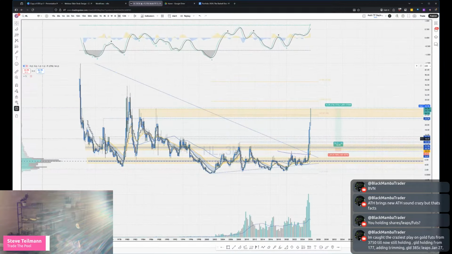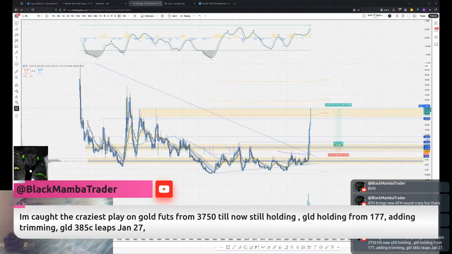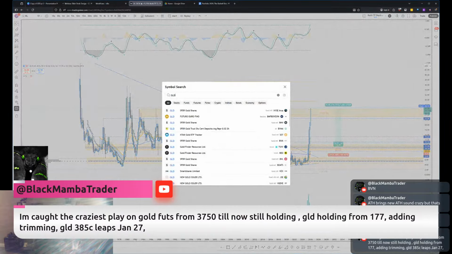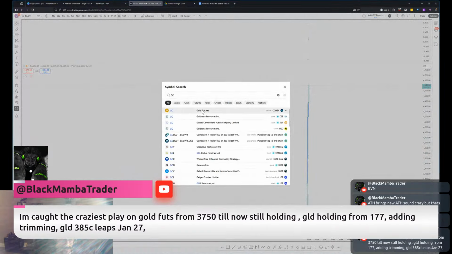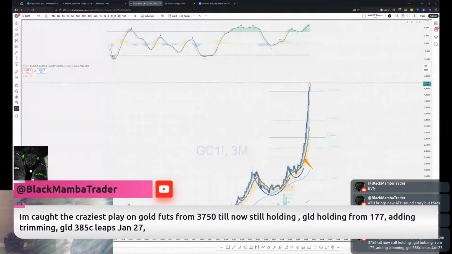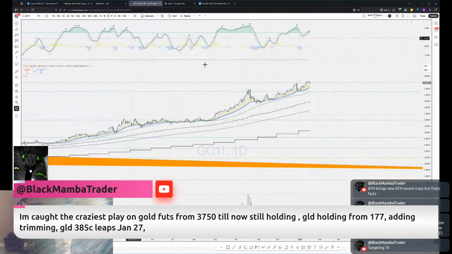So boom. All right, Black Mamba, what did you do? Caught the craziest play on gold futures from 37 to 50 till now, still holding. All right, let's look at GLD futures here. That's not going to be at GC. That's what I need. Sheesh, look at it go.